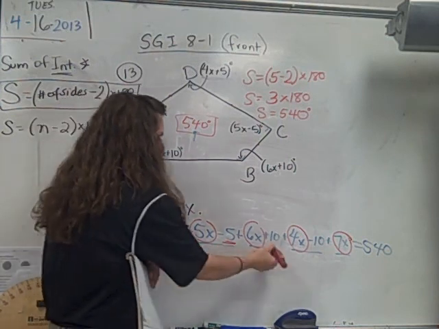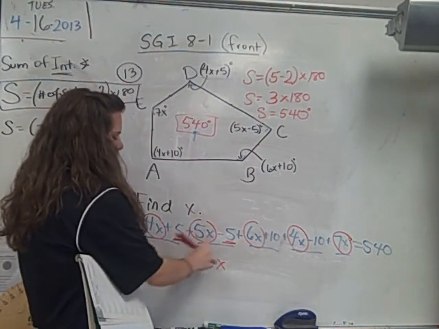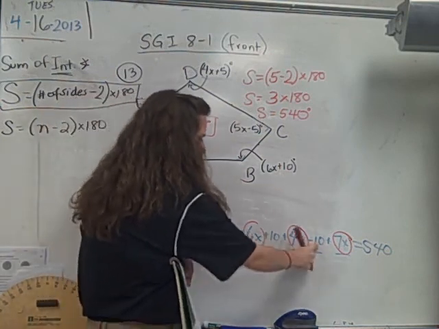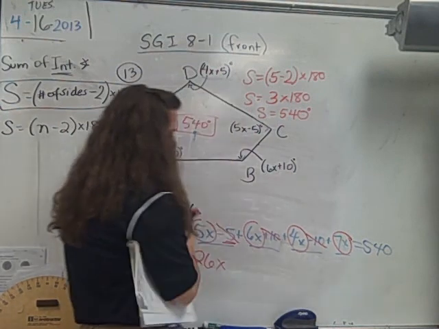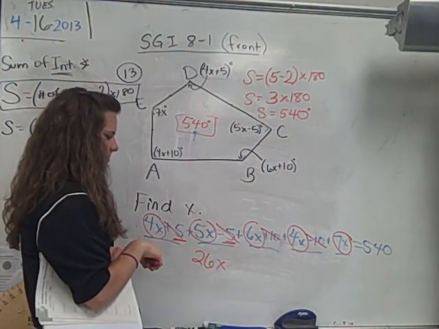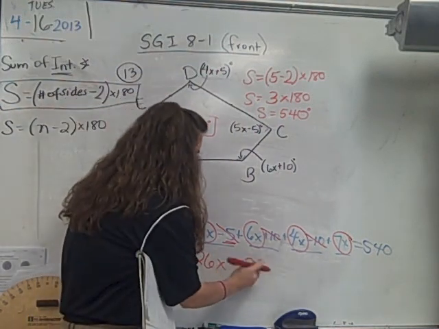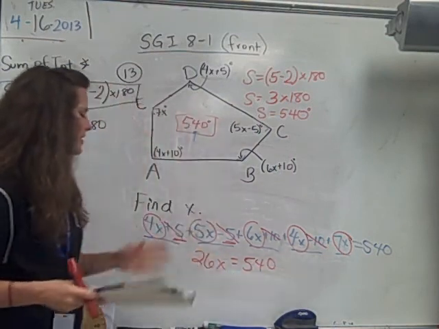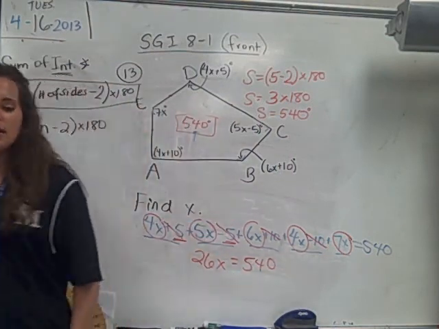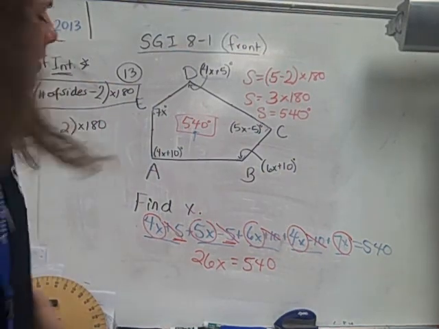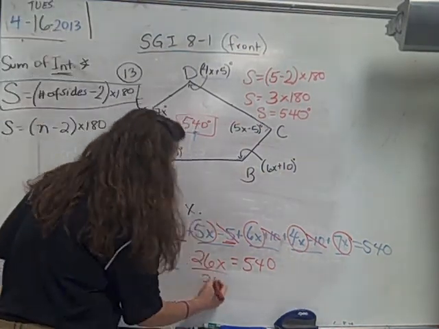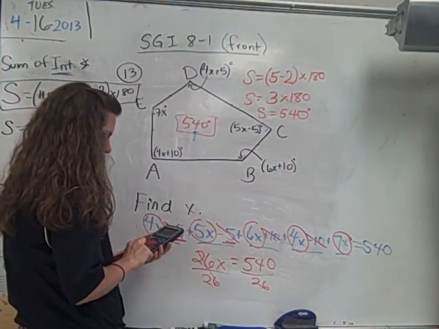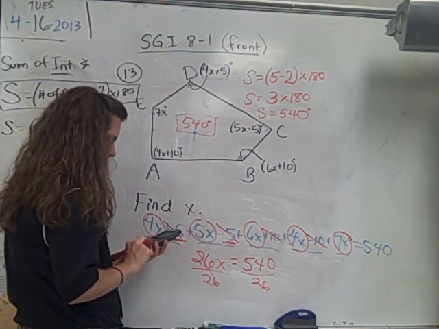Let's add up all your constants now. What happens when you have a positive 5, negative 5? That's just going to go away. Positive 10, negative 10, well, that's kind of cool. It all disappeared this time. That won't always happen. Once you've taken care of everything on the left side that you can put together, then we are going to divide by 26 to get x by itself, and 540 divided by 26.